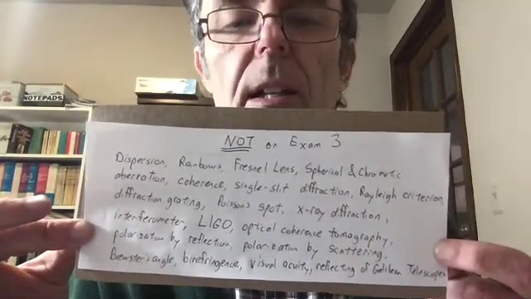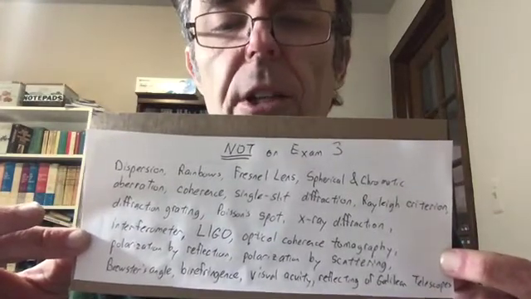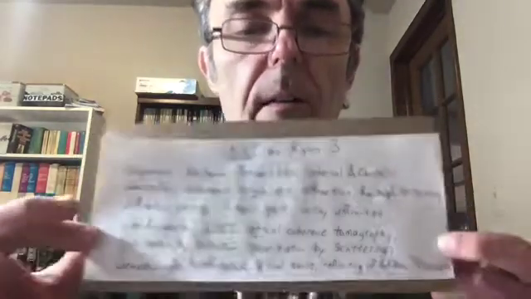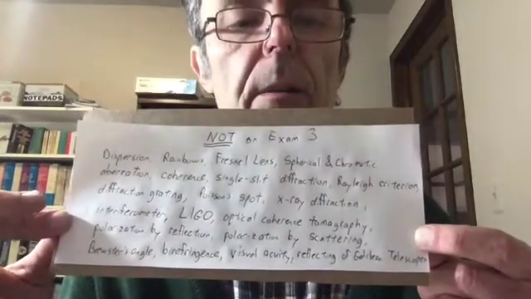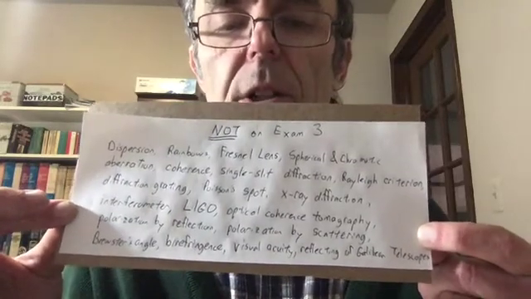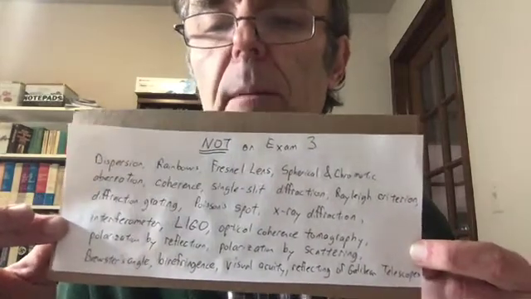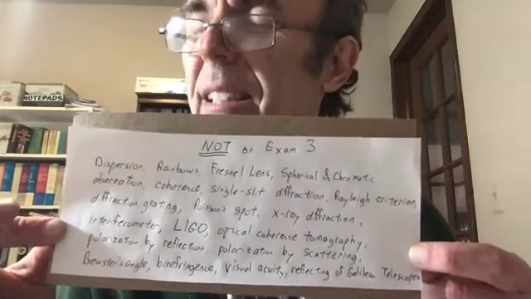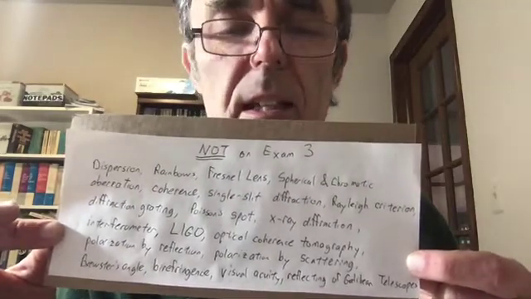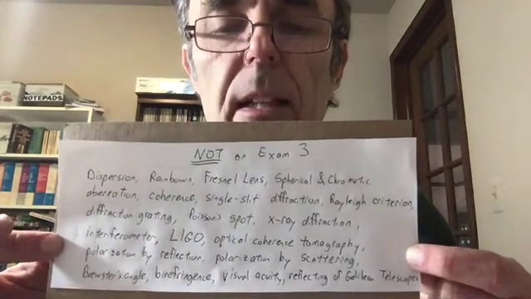Dispersion, rainbows, Fresnel lens, spherical and chromatic aberration, coherence, single slit diffraction, Rayleigh criterion, diffraction gratings, Poisson spot, X-ray diffraction, interferometers, and LIGO. Optical coherence tomography, polarization by reflection, polarization by scattering, Brewster's angle, birefringence, visual acuity, and reflecting telescopes and Galilean telescopes. That Galilean telescope was particularly tricky because it had a negative object distance and a diverging lens in it. Two lens systems are fair game, but not the Galilean telescope.